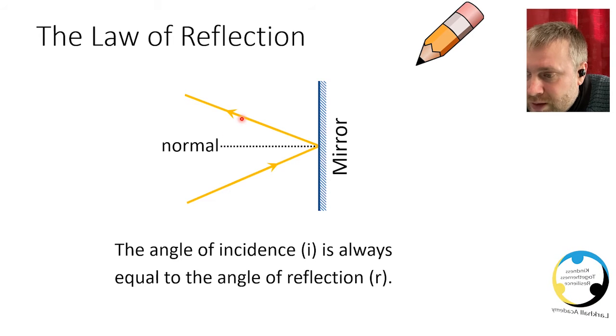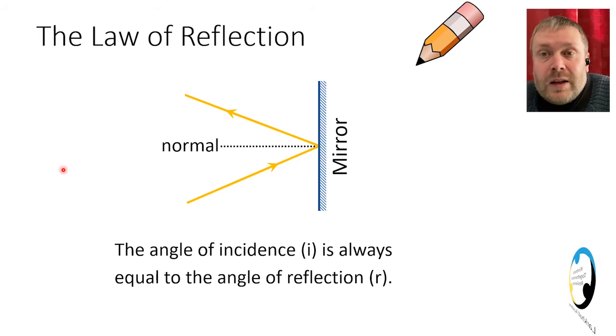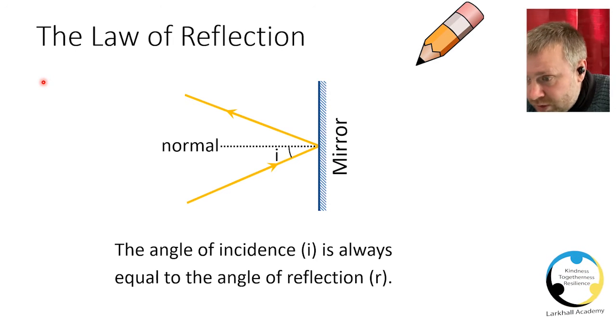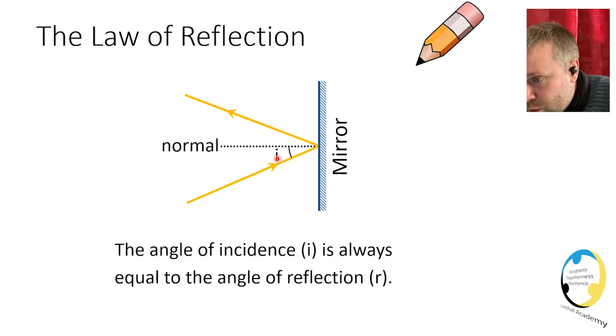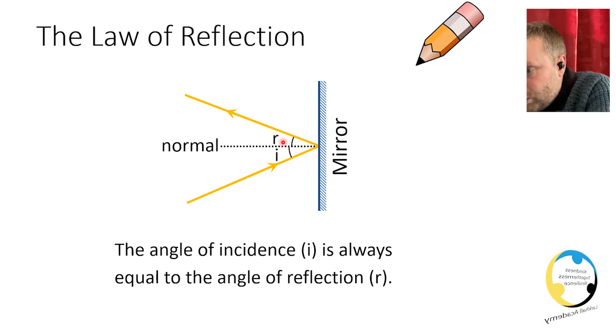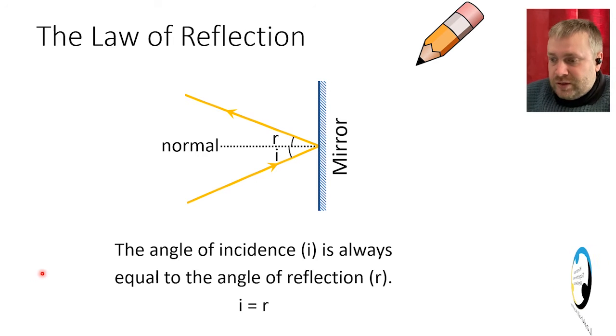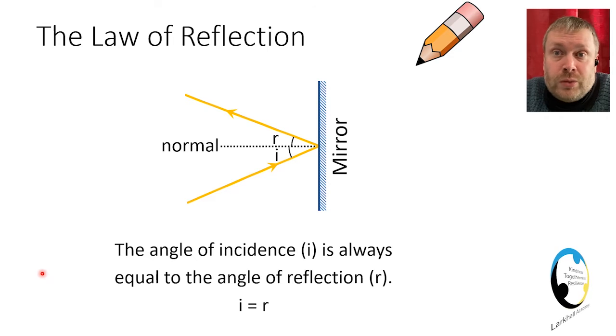That's the angle between the normal and the ray of light leaving the mirror. Okay, so let's just write that in. We normally call the angle of incidence I, and we would normally call the angle of reflection R. So we can write that out as a little equation there: I is always equal to R.